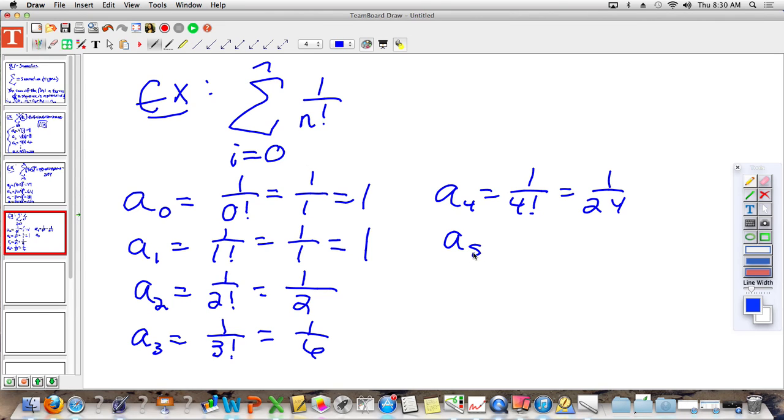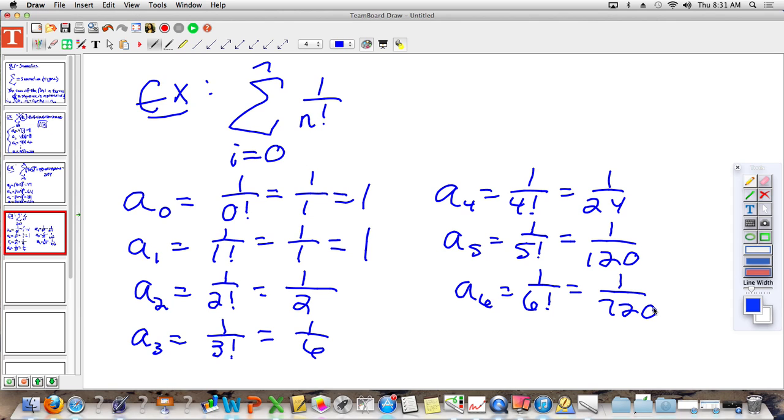The fifth term is going to be 1 over 5 factorial, which is 1 over, take the 24 from the previous term and multiply it by 5. What's 24 times 5? 120. The sixth term, a sub 6, is equal to 1 over 6 factorial, which is 1 over 120 times 6, which is 720.